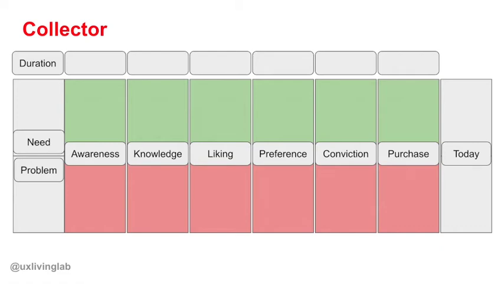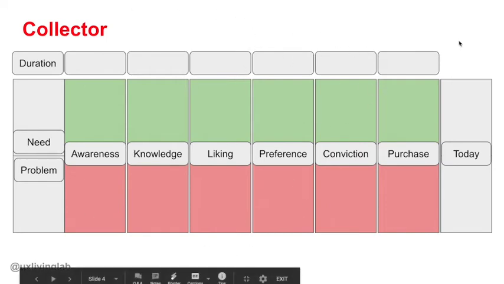Be patient and hear what it is, and you have to collect the information like need or problem, awareness, from where he got the awareness, how he gained the knowledge about the product, whether he likes the product or how he prefers that product, and convictions, and then how he purchased and what the stage is today. And in duration, you have to judge what the duration is for each stage. This is the format of the collector we are using in our studies.